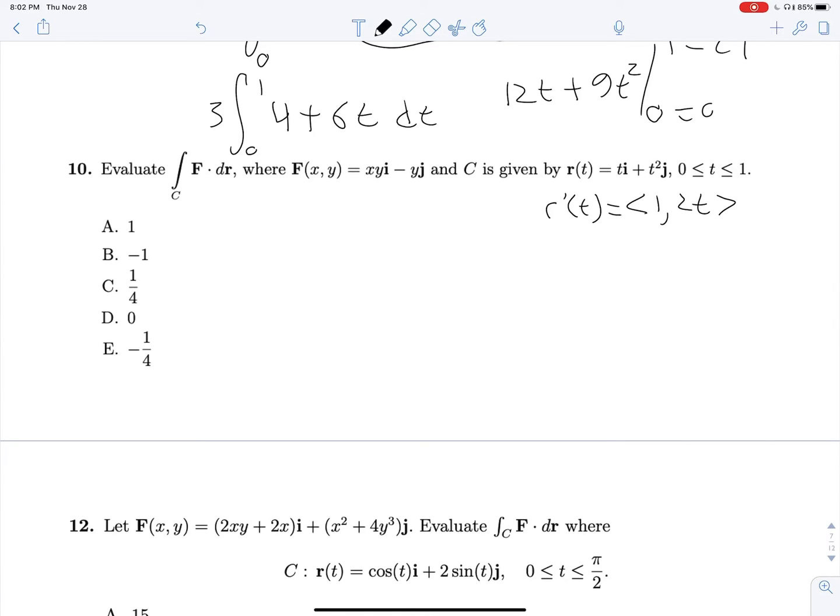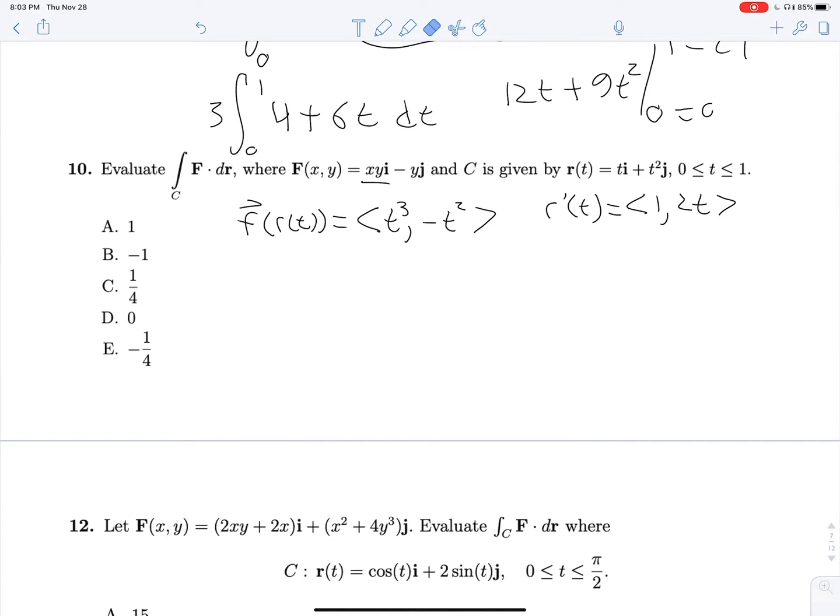And it's important to note, when they give you these in terms of i, j, and k, it's very easy to misread and think that they're just going i, j, when sometimes they go i, k, and you just miss that there's a missing value that they didn't show you in there, which is 0. So now let's find our F of r of t. Well, our i component is xy, which will give us t cubed, and our j component is negative y, which will give us negative t squared.